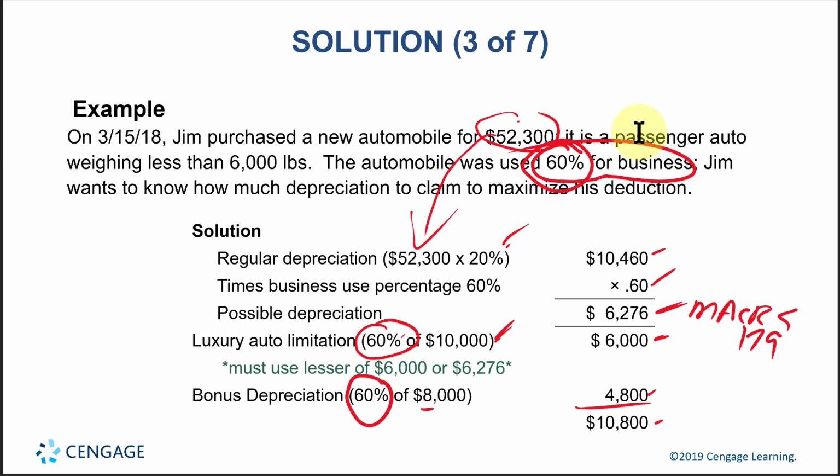And again, it should be more than 50%. Otherwise, if it goes to 50% or less, you may have to recapture some of the previous year business use.